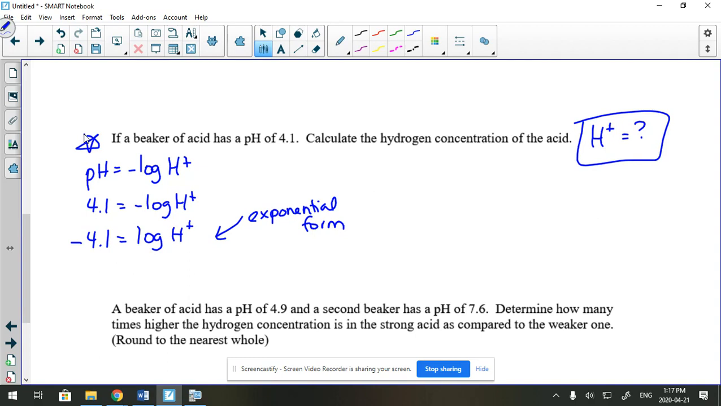So when I write this as an exponential form, don't forget, even though there's nothing written here for a base, if there's nothing there, it's base 10. So now I can rewrite this into exponential form. It's going to be 10 to the exponent -4.1 is going to equal my concentration of hydrogen. Now we can plug that into our calculator to solve.